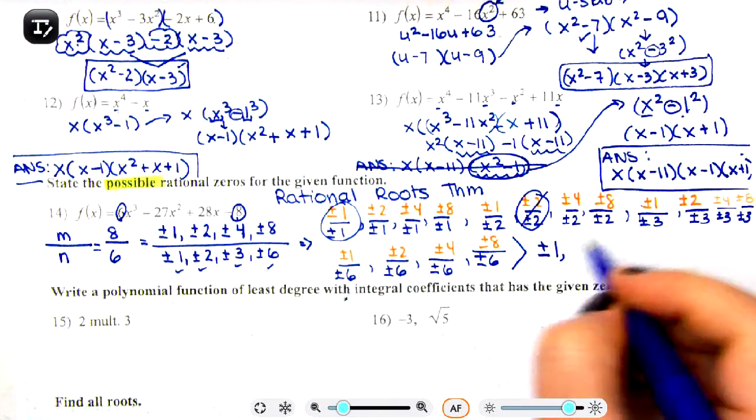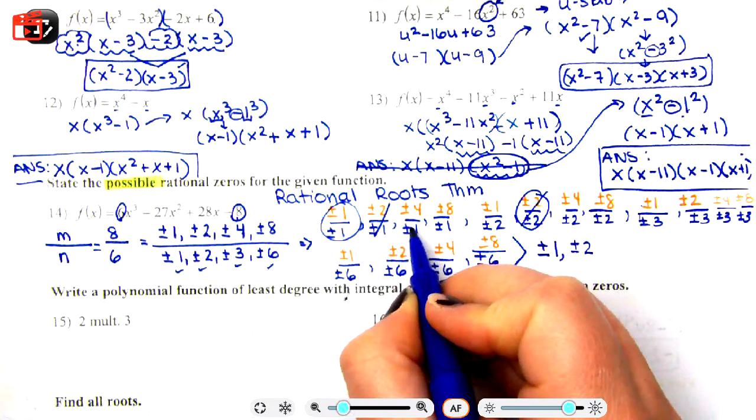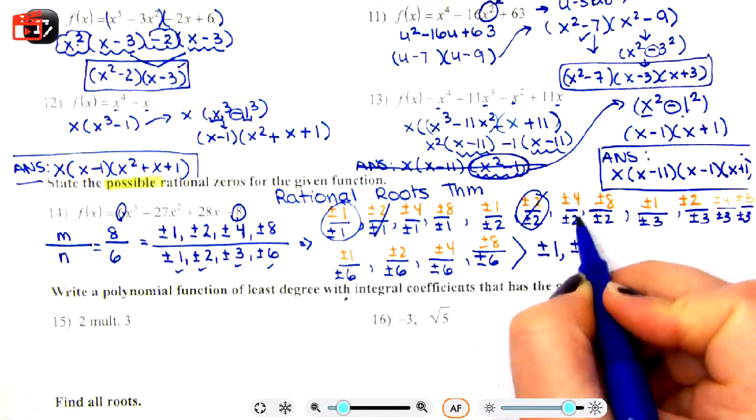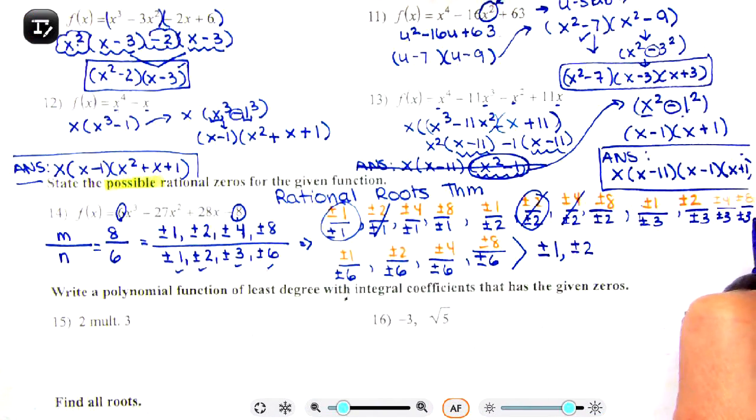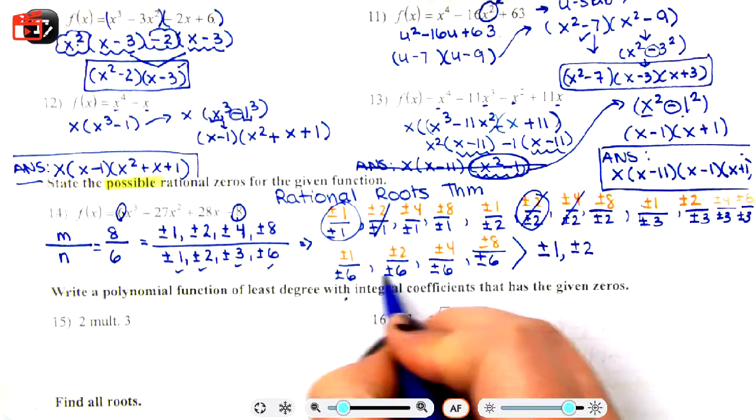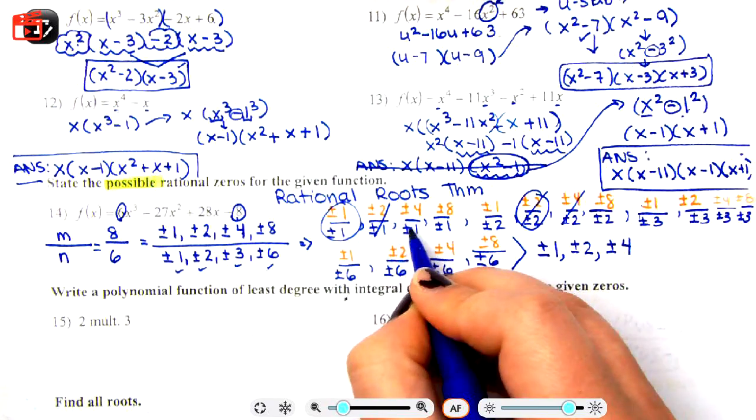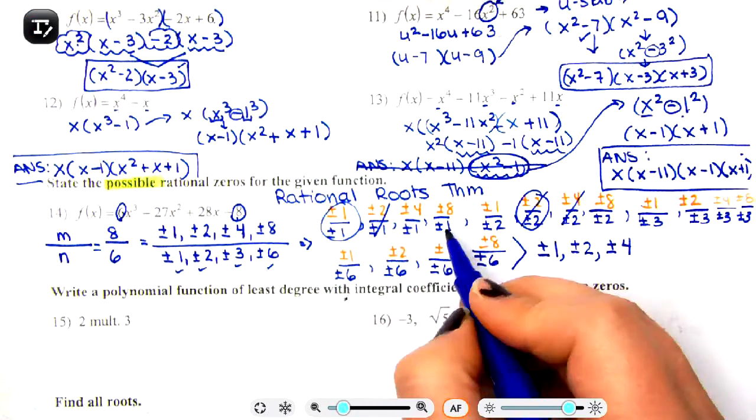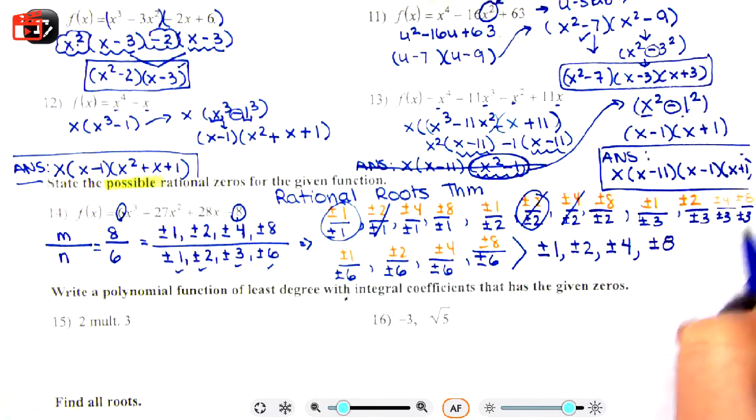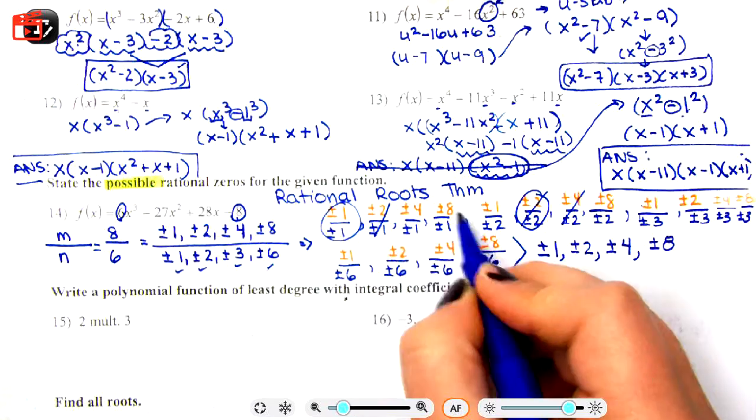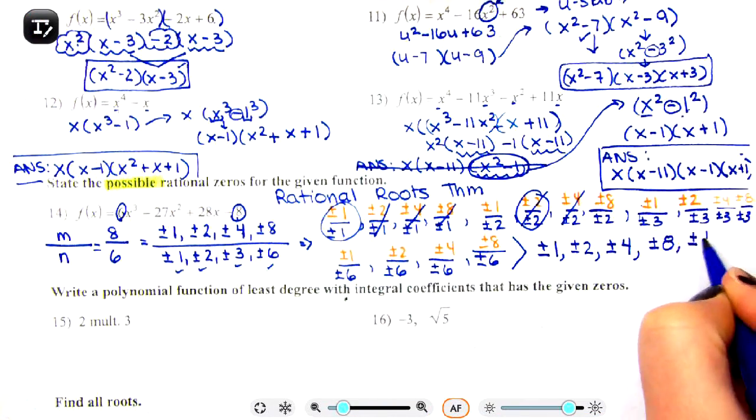Then we have 2, plus or minus 2. Do I have any other fractions that simplify to 2? 4 divided by 2 is 2. Oh, that one's done. Then we have 4, plus or minus 4. Is there anyone that simplifies to 4? We don't. Then we have plus or minus 8. Is there anyone that simplifies to 8? No. And then we have plus or minus 1/2.